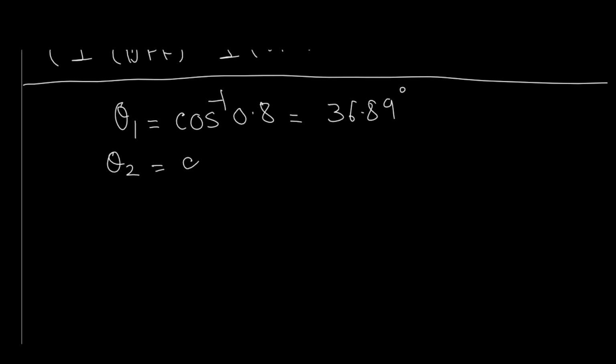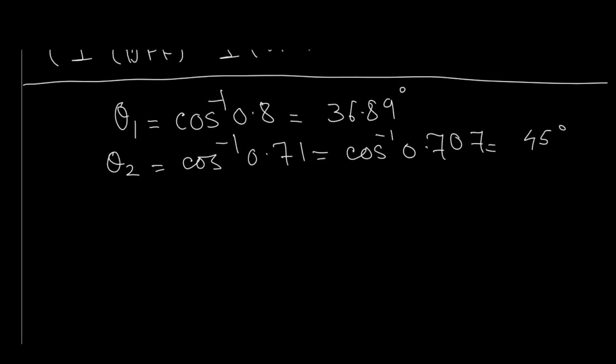In the second part of the problem, what they have said here is that theta 1 and theta 2 are not 0. Theta 1 is how much? Cos inverse of 0.8, which means 36.89 degrees. Theta 2 is equal to cos inverse 0.707, so that will give us 45 degrees.